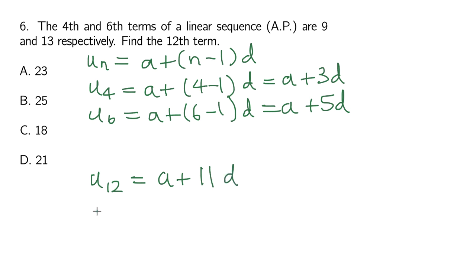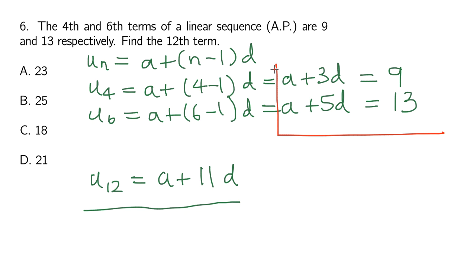So how do we go about this? Because we've been told that the 4th term is equal to 9 and the 6th term is equal to 13, we can use these two equations to find a and d. If we solve these two equations simultaneously, we can find a and d.